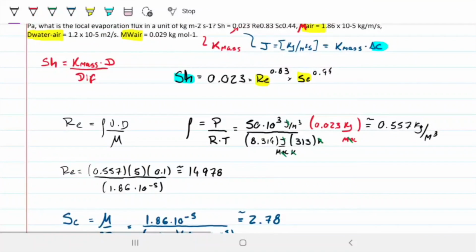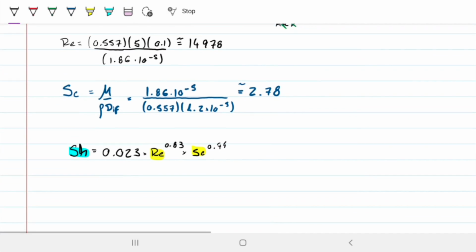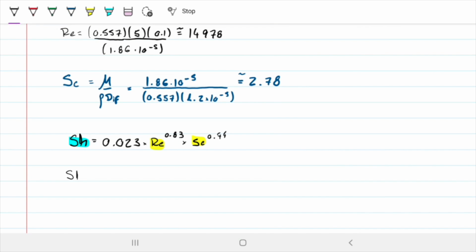Where's my equation for Sherwood? Here it is. Okay, and so Sherwood will be Reynolds, being 14,978.83, to the appropriate power, times Schmidt, being 2.78, to the 0.44. So my Sherwood is 105.4 or so.